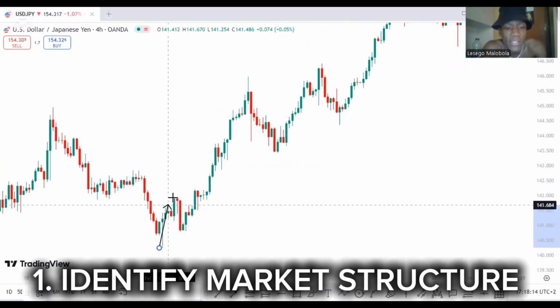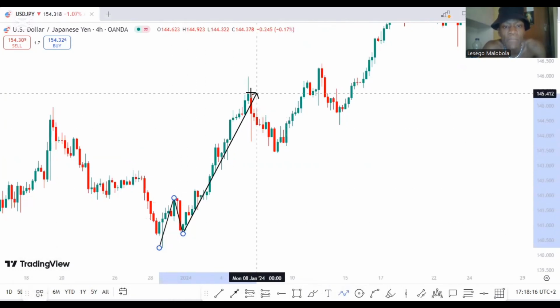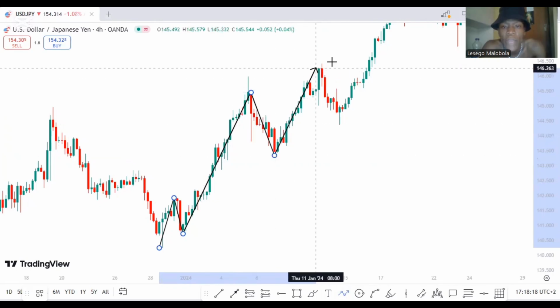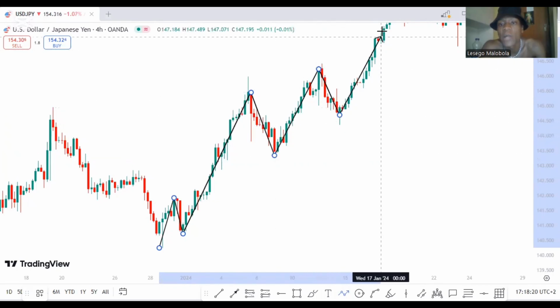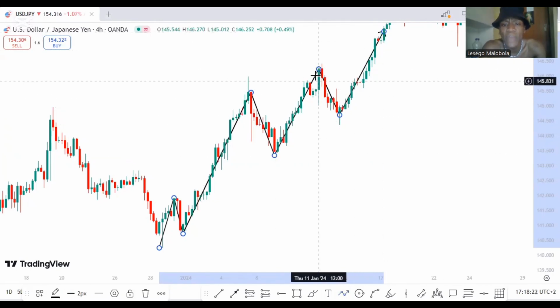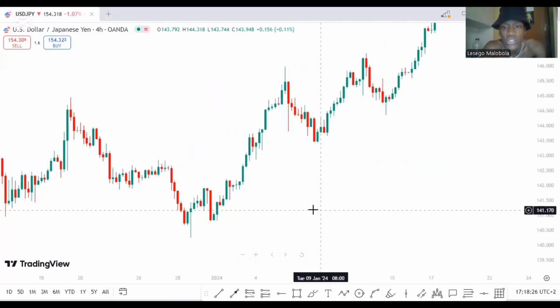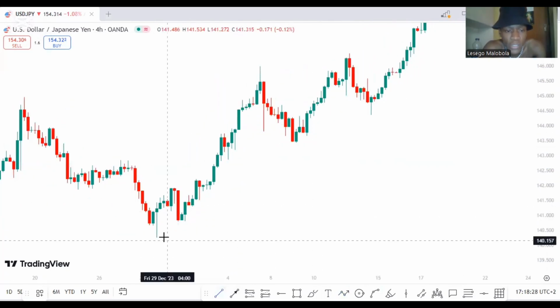So we can see that price here was building up these higher highs, higher lows, higher high, higher low, higher high, higher low, and obviously now price went up, right? So we identify this market structure as a what? As a bullish trend, you understand me? So what do we usually do, guys? We just usually connect our trend line, you understand me?